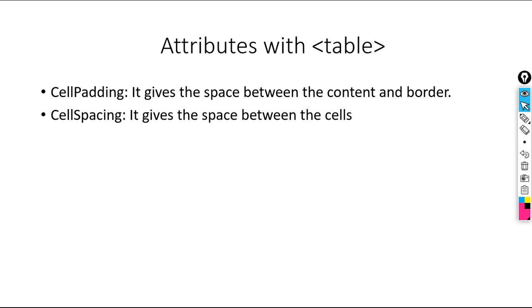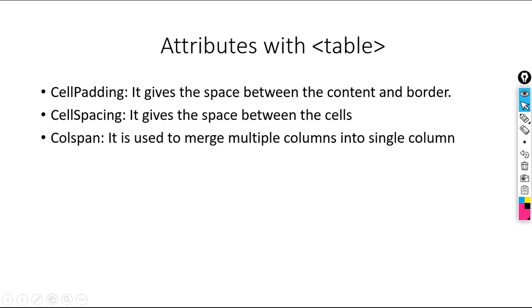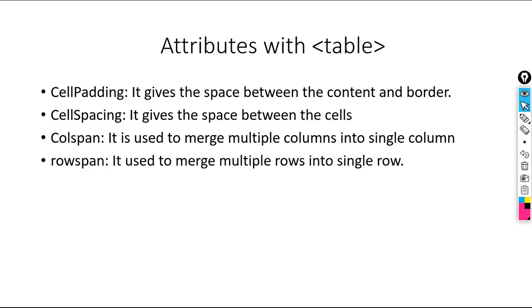Now colspan, it is used to merge multiple columns into a single column. To merge more than one column into a single column, we use colspan. Rowspan, it is used to merge multiple rows into a single row. Let me explain.